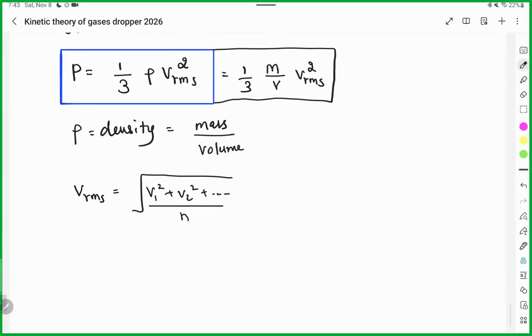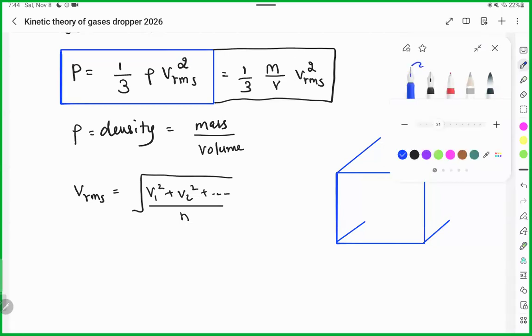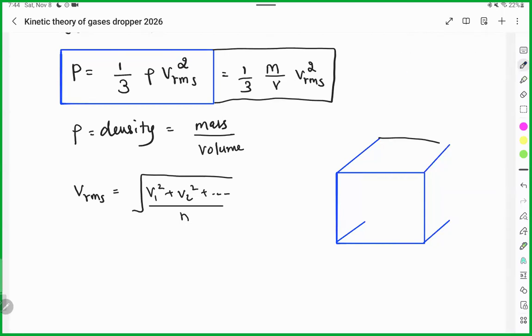How to calculate this? First thing, we always calculate pressure of gas in a cube. Cube matlab 3D container. Container is always 3D. So in a 3D container, we try to understand how gas is behaving and how this gas puts pressure on the container wall. Any doubt? We have to understand. We have a lot of ideal gas in it.